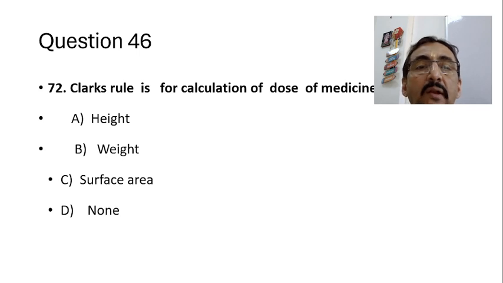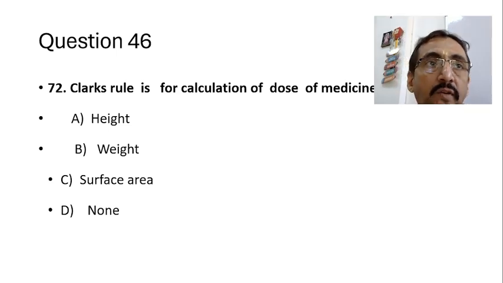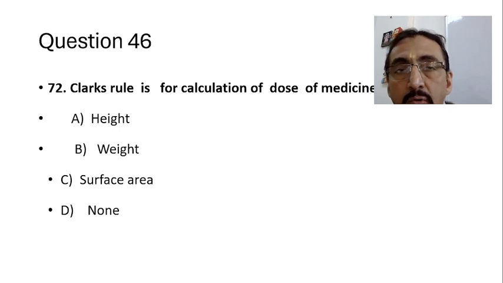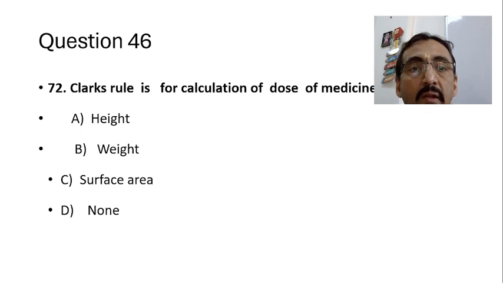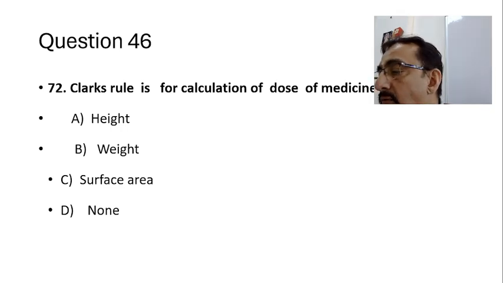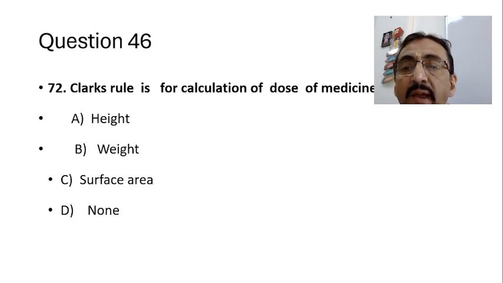Clerk's rule is for calculation of the dose of the medicine based on what? Now we have the dosage form, Aushadhi Matra Nirdharana. We usually use Clerk's rule for the calculation of the dose of the medicine. But it is based on which particular factor? Is it based on the height, the weight, the surface area, or none? Clerk's rule says adult dose into weight in kg divided by 60. So here it is weight. So the answer is weight.